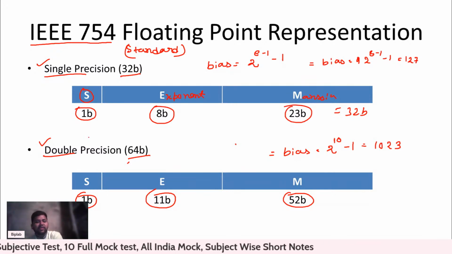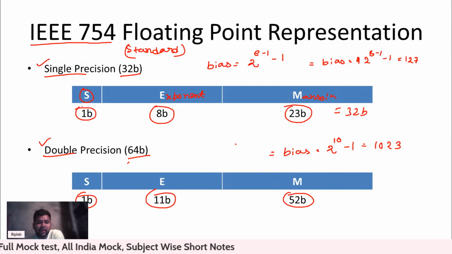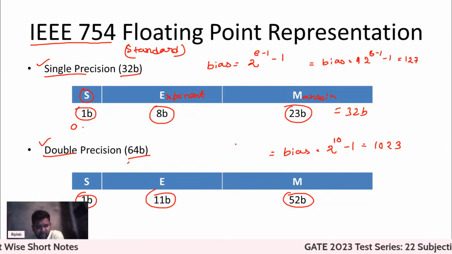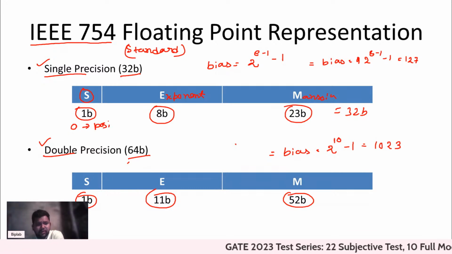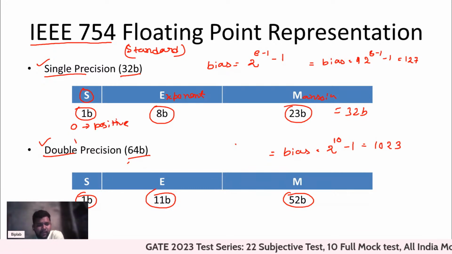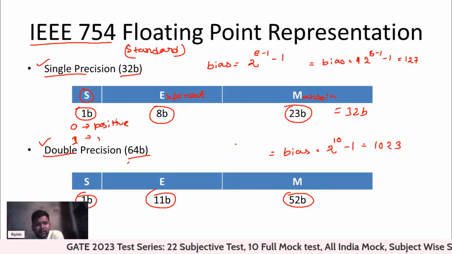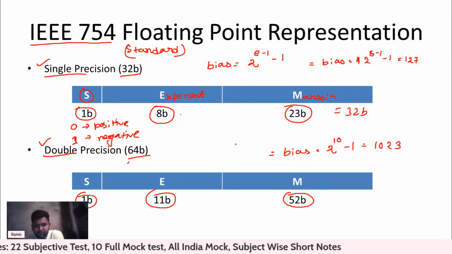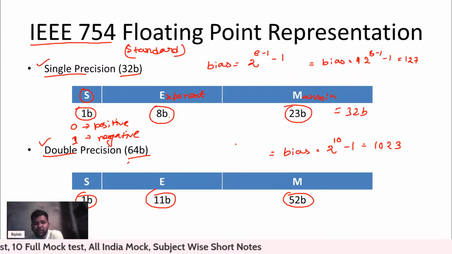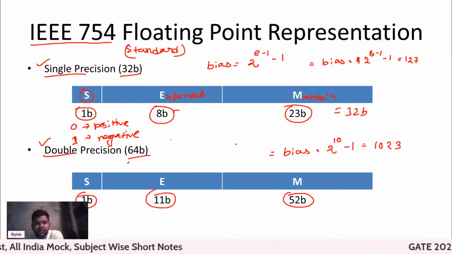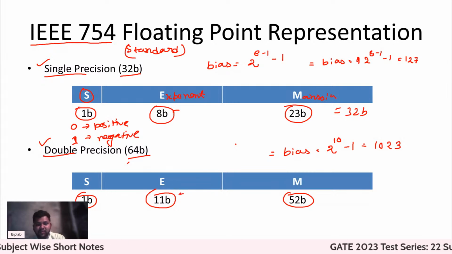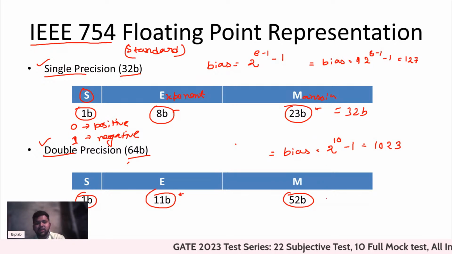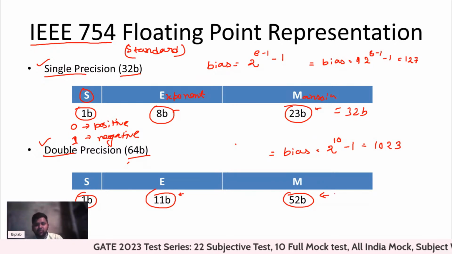A second point is the sign bit. In both cases you use one bit for sign, that is 0 for a positive number and 1 for a negative number. Then you have an exponent of 8 bits in single precision, but in double precision an exponent of 11 bits. The mantissa is 23 bits in single precision and 52 bits in double precision.